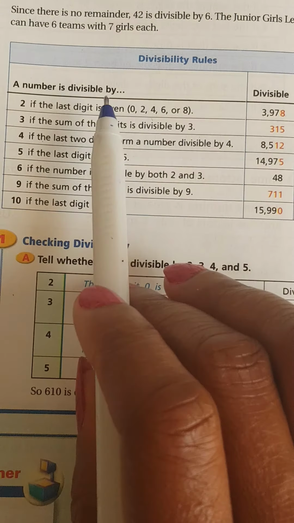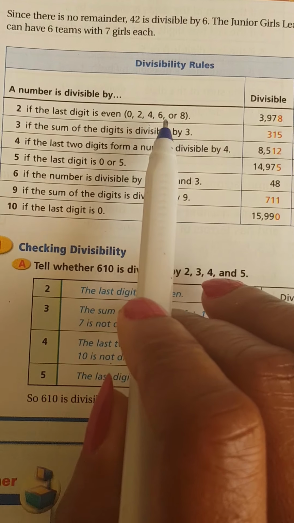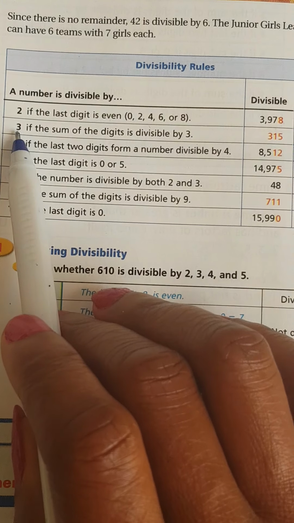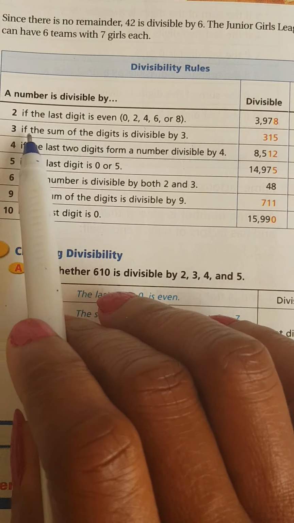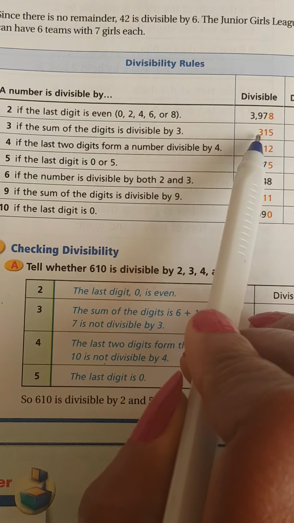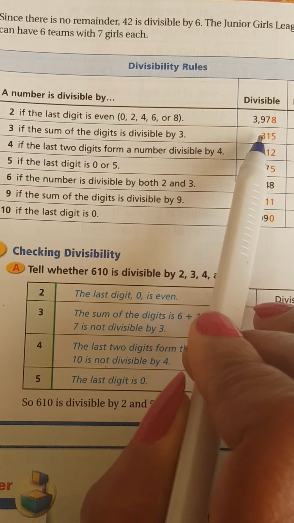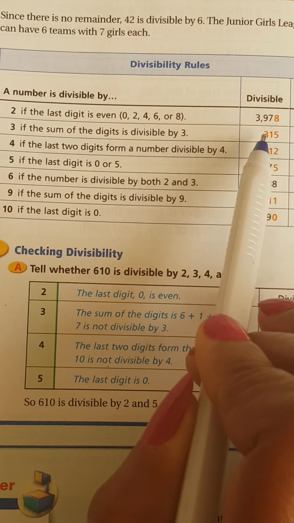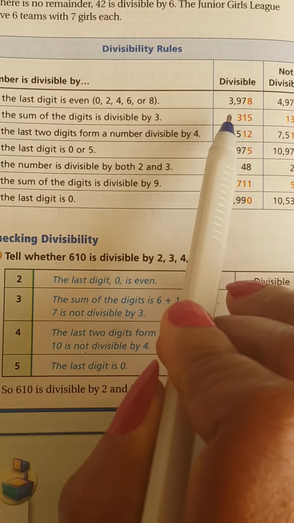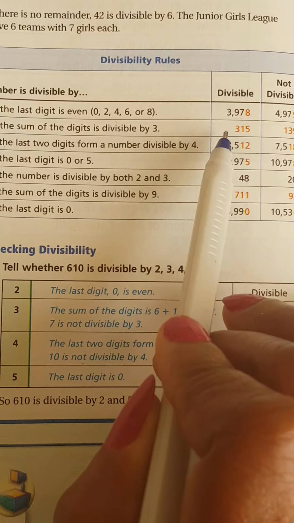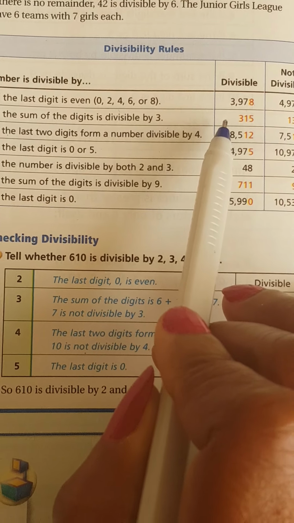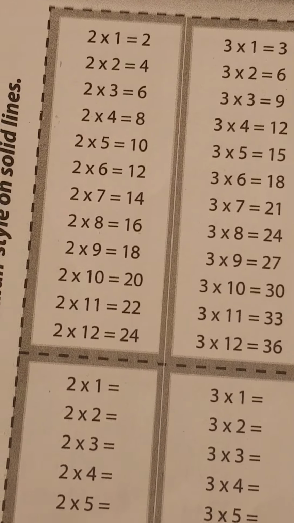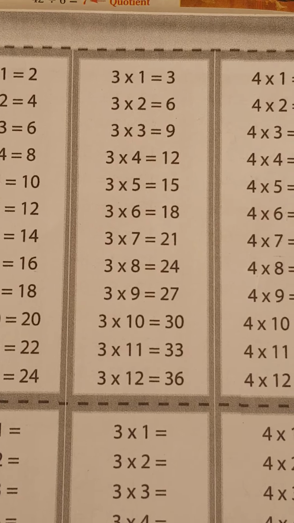Now, you get it? How can you tell that a number is divisible by 3? They want you to add the whole number. This is 315. You add 3 plus 1 plus 5. It's going to give you 9. Is 9 divisible by 3? Yes. Like I told you, everything you're doing has to do with your multiplication number. If you know your multiplication, you don't have problem.